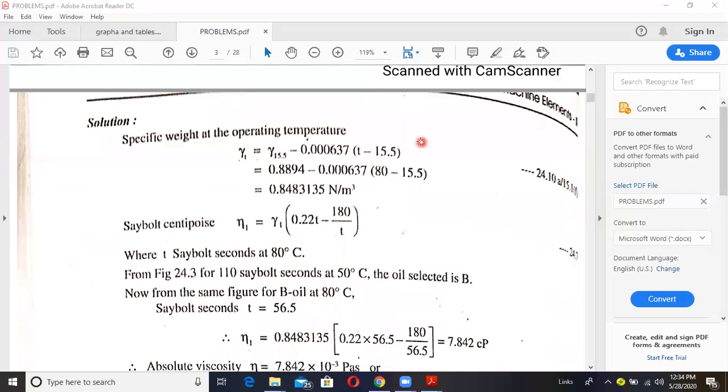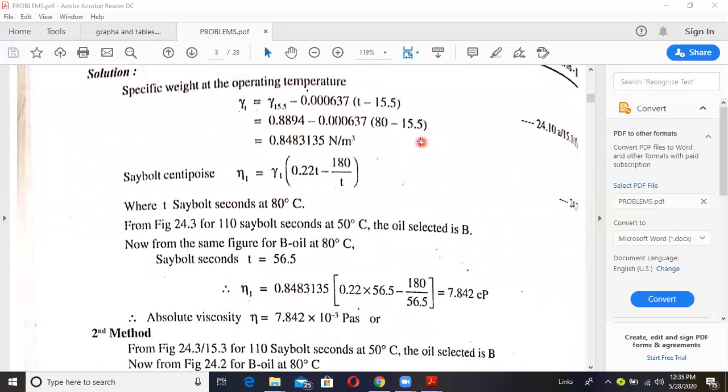Now, first, see, this is the formula to calculate absolute viscosity, eta. Eta is equal to gamma T into (0.22 T minus 180 divided by T). From equation number 24.3 you will get this.